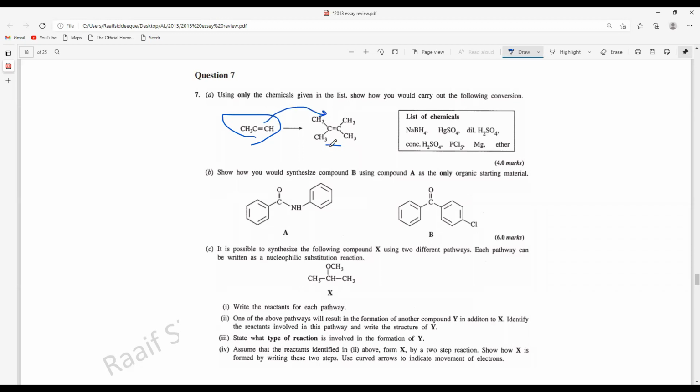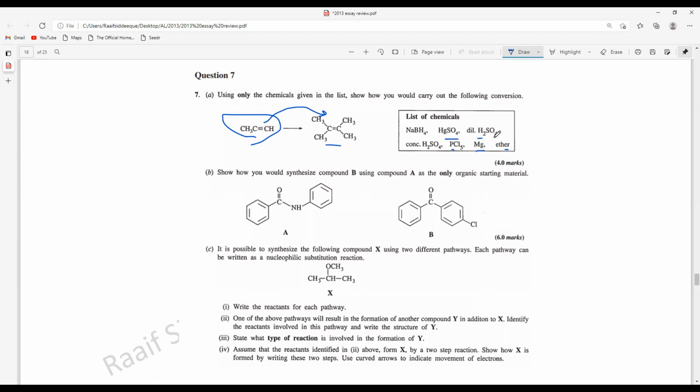If you typically remember, I have told you many times that in general we use the Grignard reaction to increase the number of carbons, because the Grignard reaction is the most used reaction in all of organic chemistry. So here you have 3 carbons and I want to just double the carbon number. You can go through a Grignard reaction. That is why they have given magnesium, ether, PCl5 and all those things. So we will go through this list of chemicals.